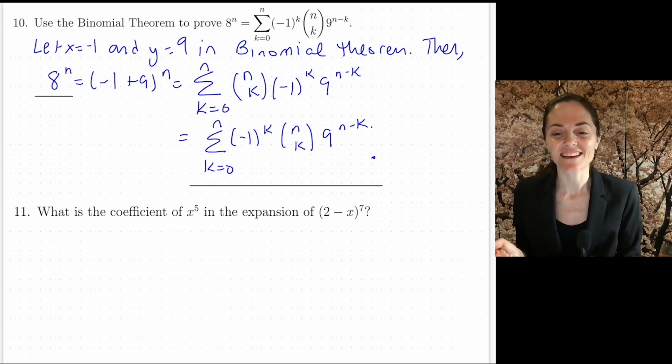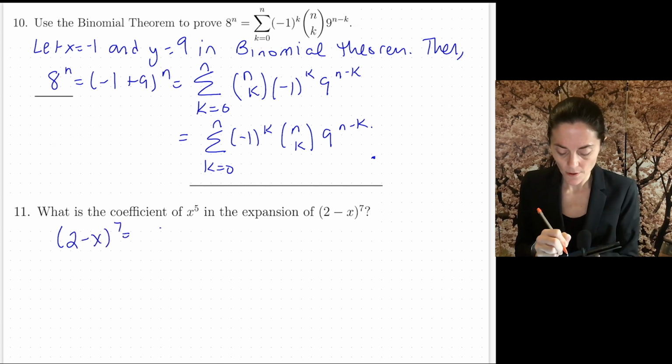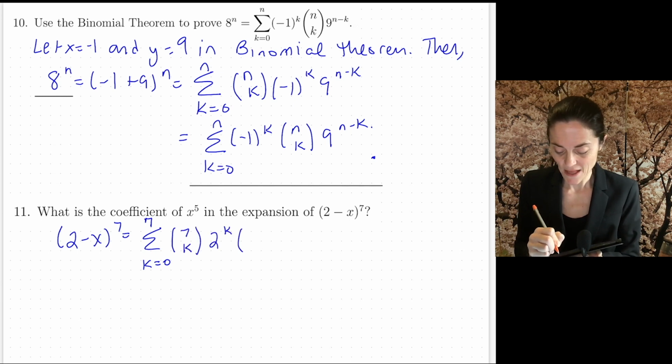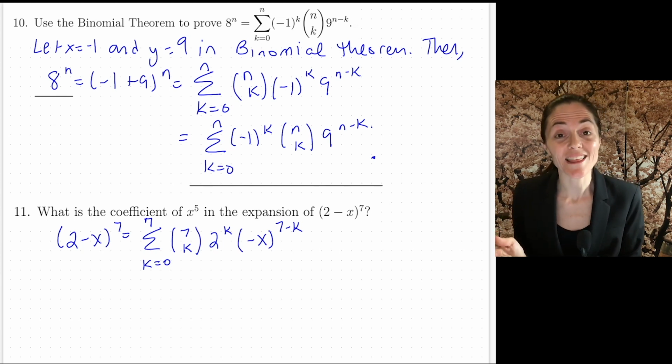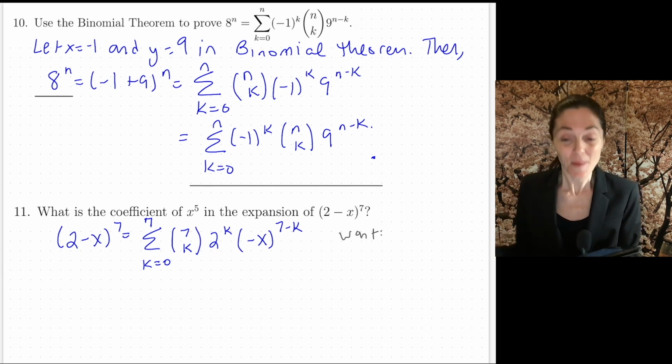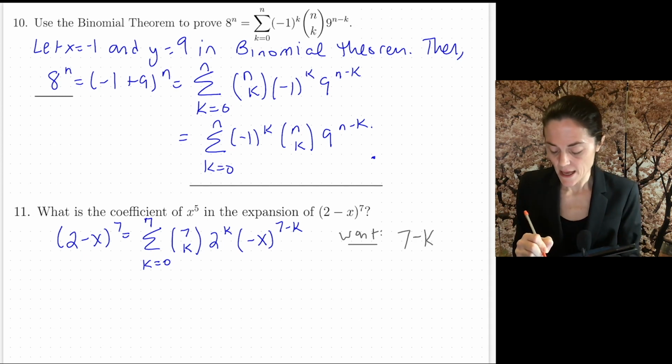Now for 11, like I said, this again is binomial theorem. We know 2 minus x to the 7th power is going to be a sum, k runs from 0 to 7 of 7 choose k, we have 2 to the k, and then minus x to the 7 minus k. Now, we want the coefficient of x to the 5th power. So we want 7 minus k to be 5, and this means that k is 2.